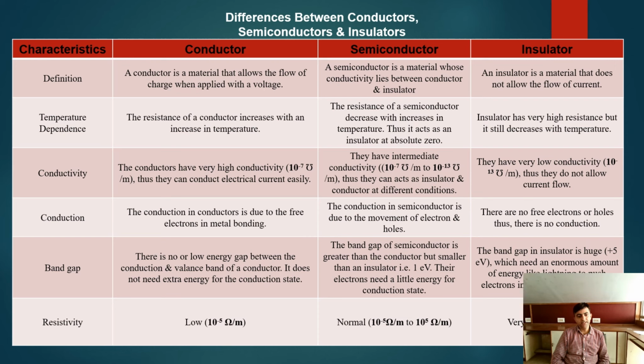And resistivity is very low for conductors, 10 to the power minus 5 ohm meter, as we discussed there. For normal semiconductors it is 10 to the power minus 5 ohm per meter to 10 to the power ohm per meter, and very high in the case of insulators.